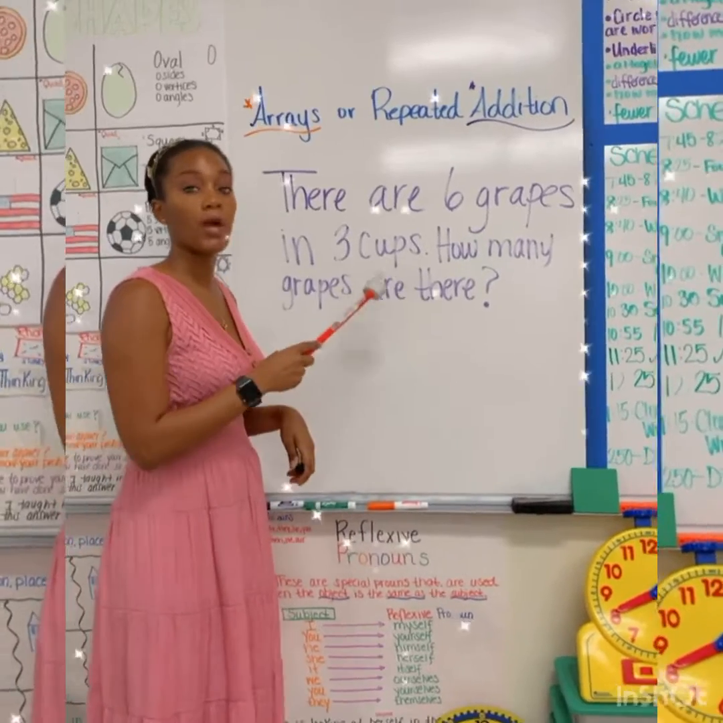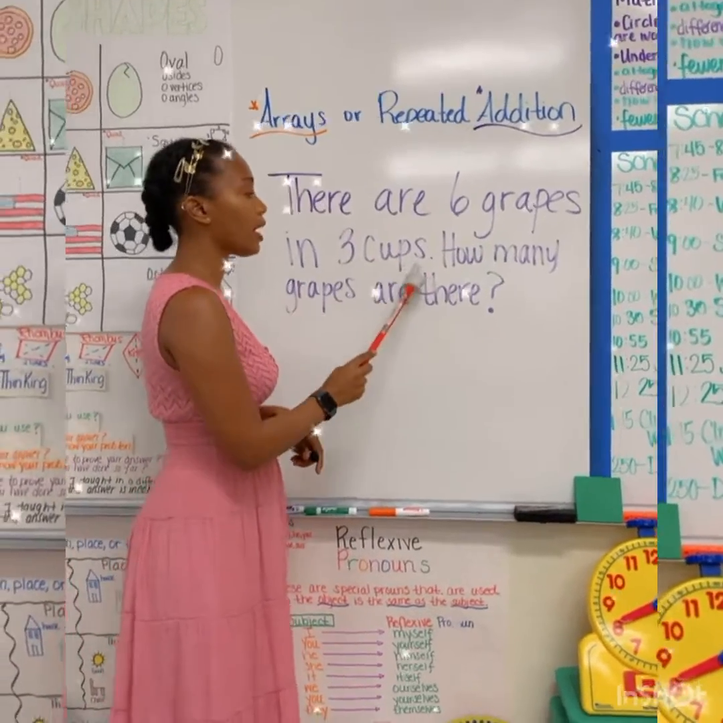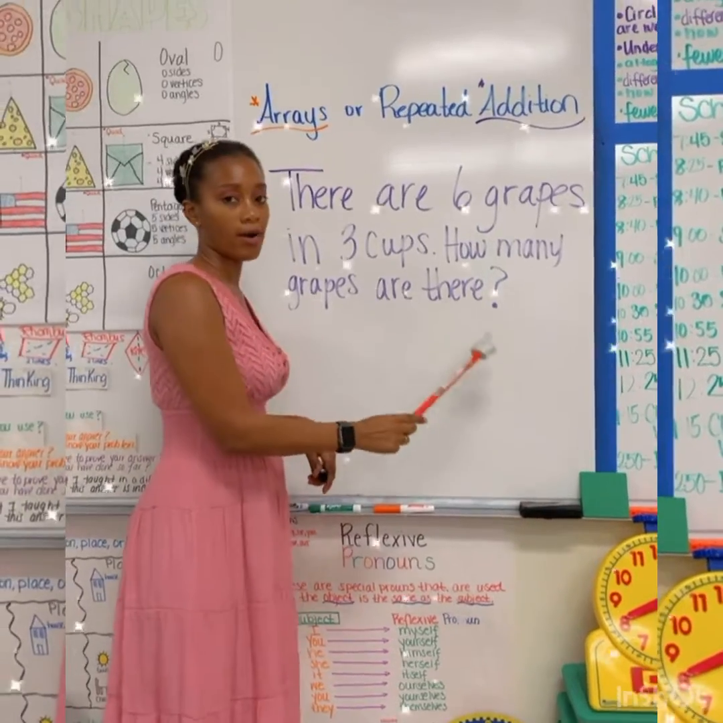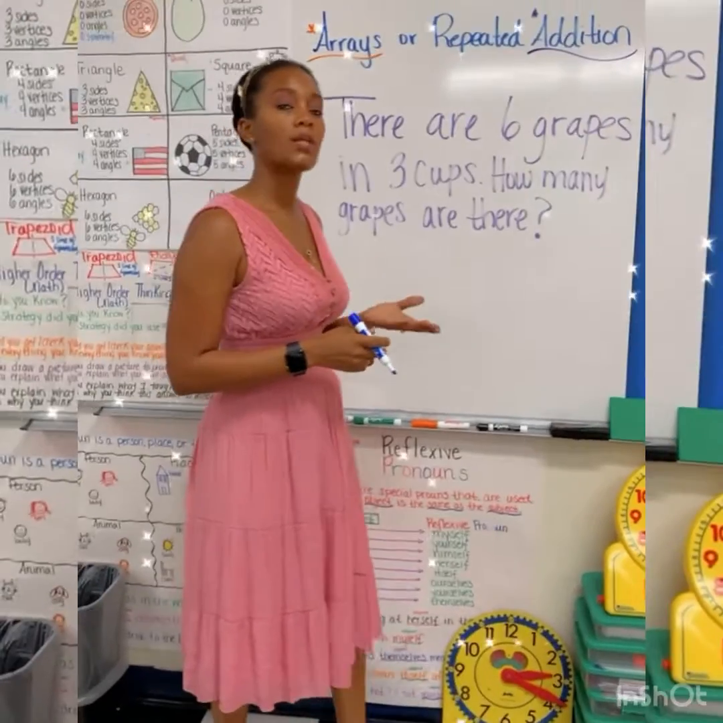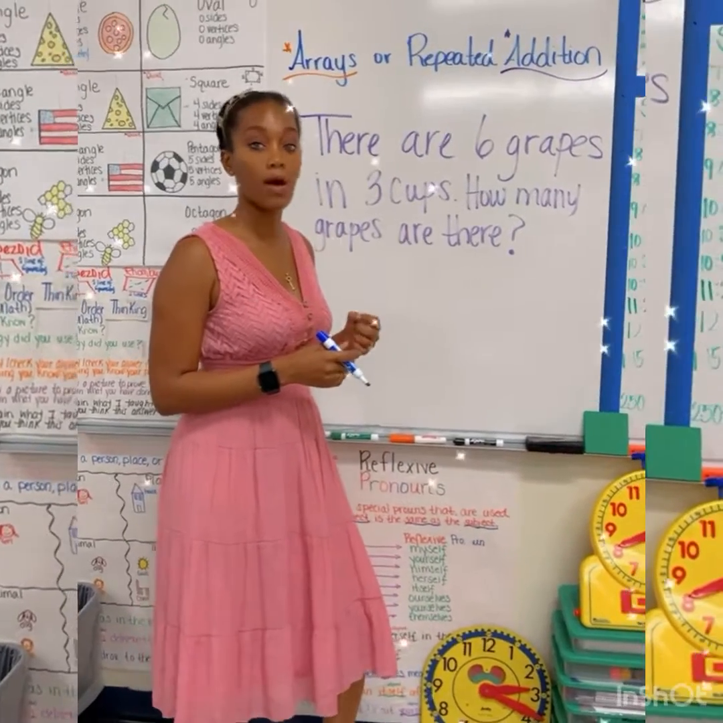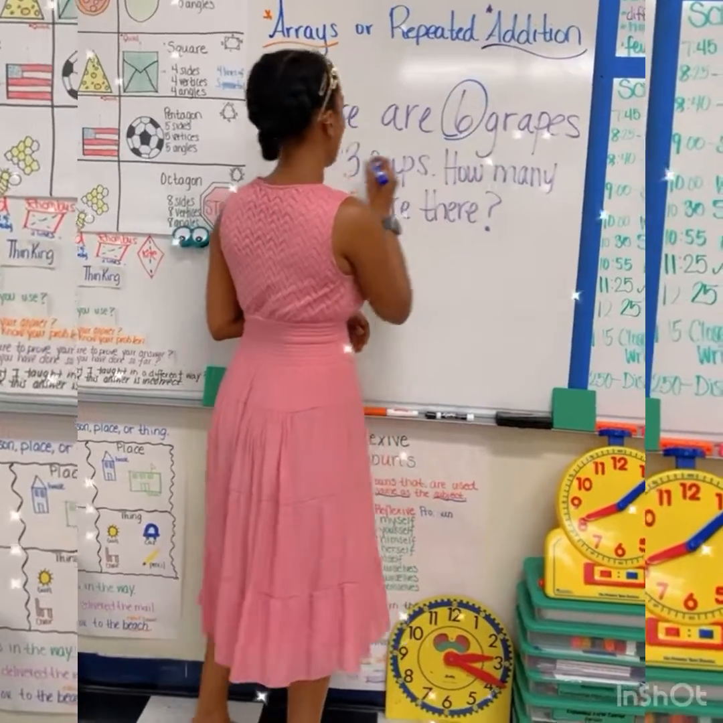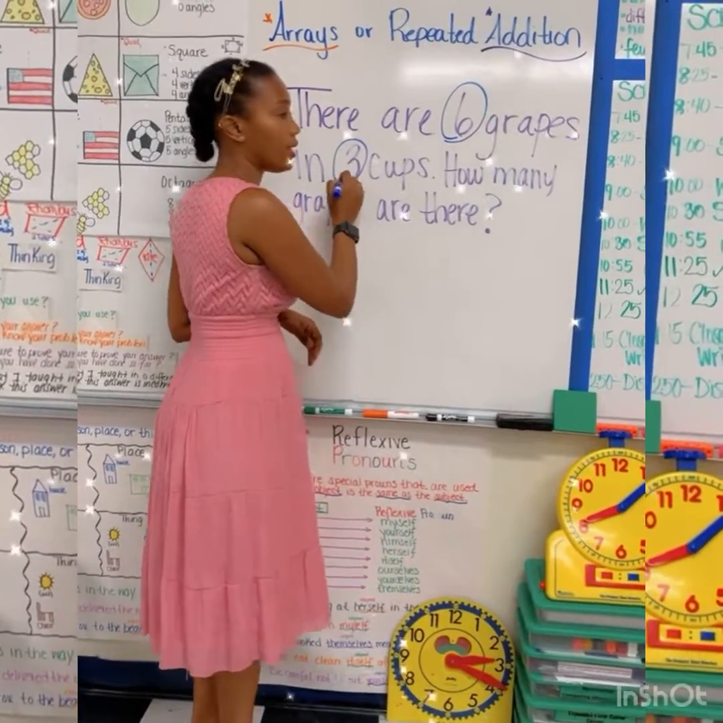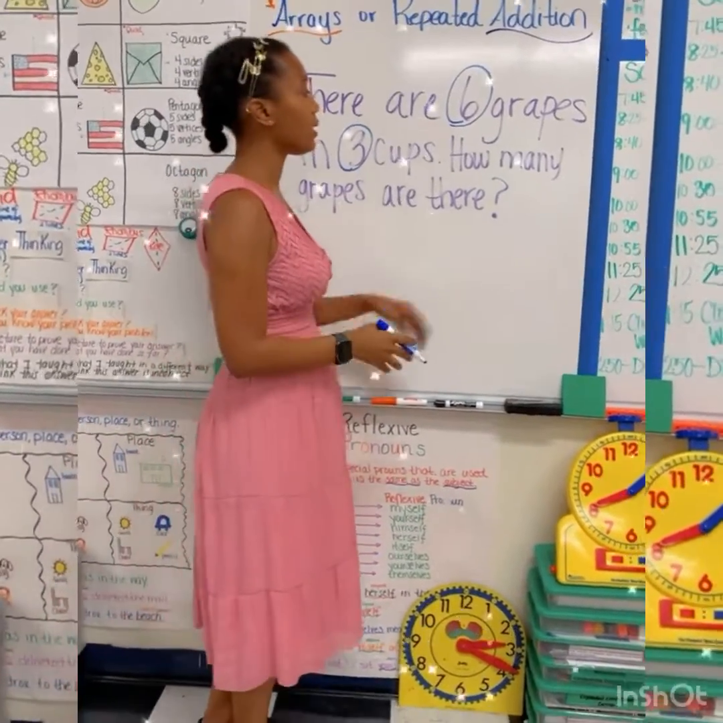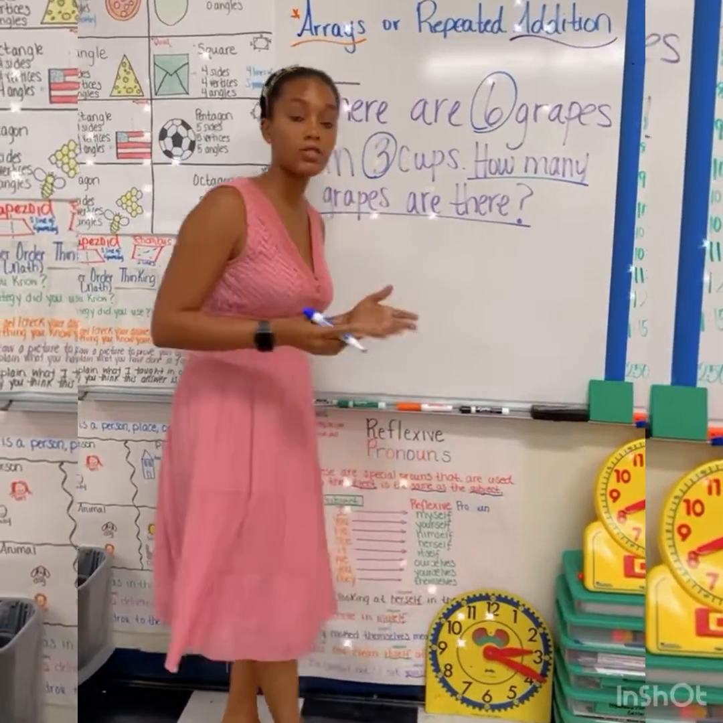Let's look at an array word problem. There are 6 grapes and 3 cups. How many grapes are there? When we're dealing with word problems, the first thing that we want to do is circle the numbers that we are working with. We are working with 6 and we are working with the number 3. And my question is asking me, how many grapes are there in total?